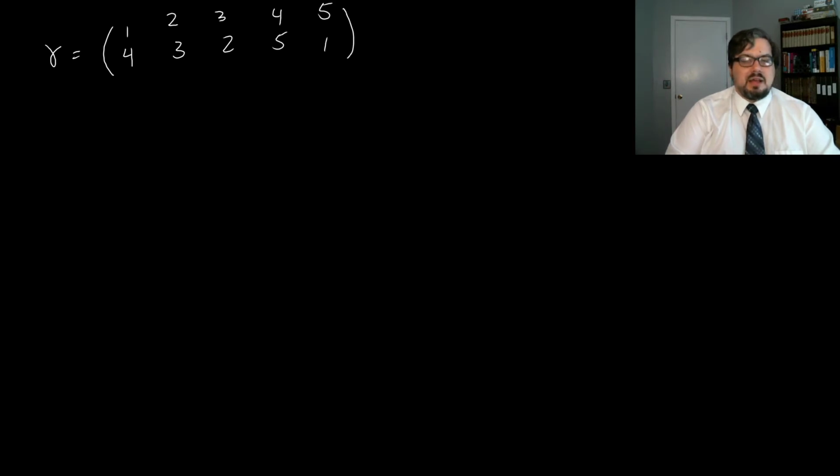So let's look at... I don't want to look at alpha yet. I want to look at gamma, which is the permutation 1 to 4, 2 to 3, 3 to 2, 4 to 5, and 5 to 1. So let's write down what gamma is using our cycle notation.